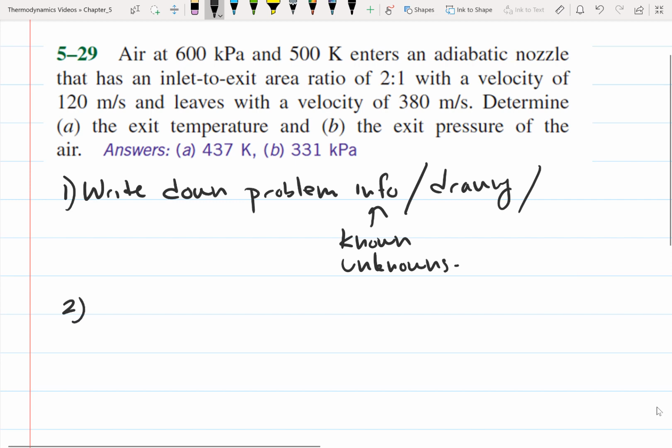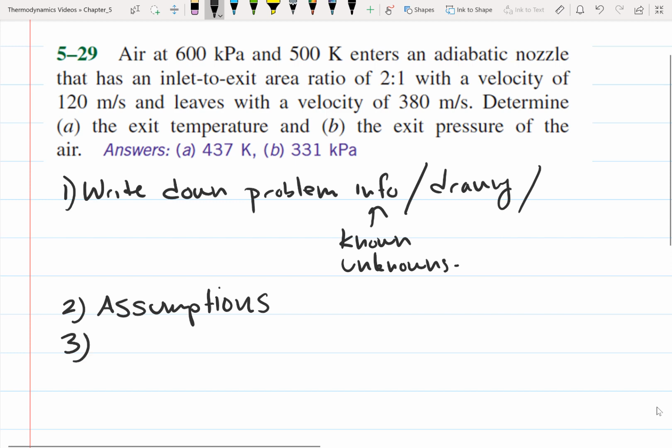The second step is I'm going to write down assumptions. In order to solve any sort of engineering problem, we need to make assumptions in order to make the problem solvable. So that's always going to be a step for solving engineering problems: you need to figure out what you're assuming about your system. Like, is it steady flow? Is it adiabatic? Is it ideal gas? Just think about all the different things that could go into assumptions that will make reasonable sense and can help you solve the problem.